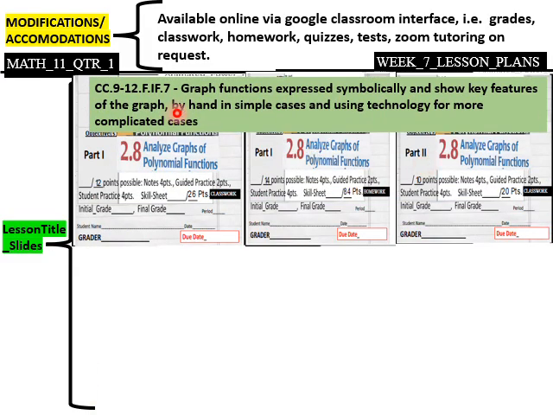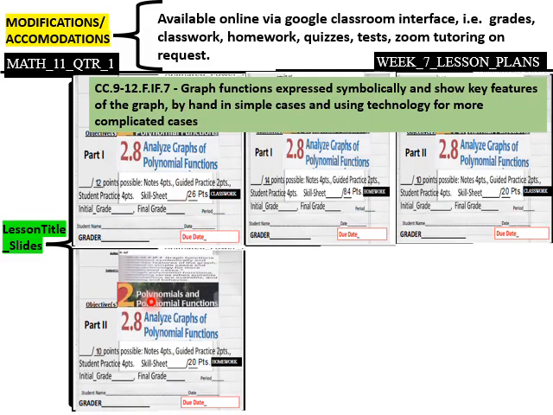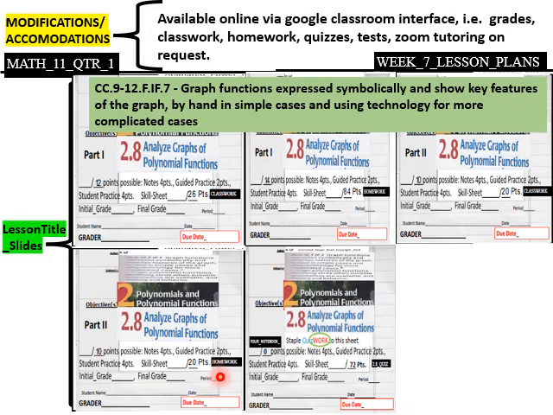The Common Core standard here is FIF.7, graph functions expressed symbolically and show key features of the graph by hand in simple cases, and using technology for more complicated cases. 2.8 Part 2 homework is 20 points, 10 points of note-taking for Part 2. And this would be the homework here for 2.8 Part 2.